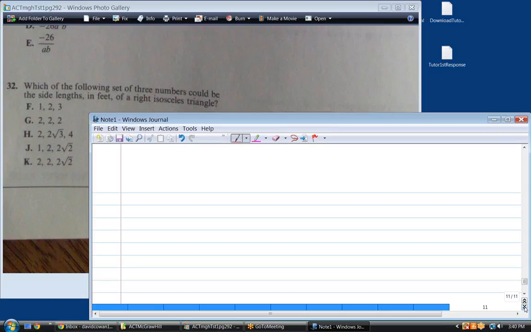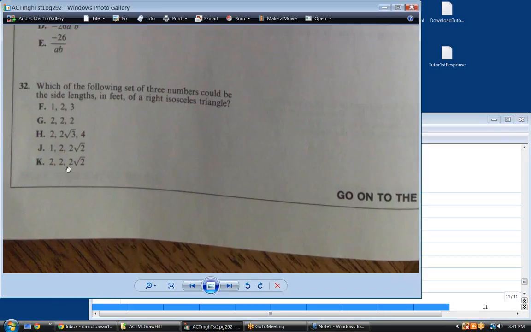Okay, which of the following set of 3 numbers could be a right isosceles triangle? Now, let's draw a right isosceles triangle. It's a triangle that has a right angle there, and that side is equal to that side. Could F be it? No. Could G be it? No. Could H? No. Could J? No. We have the answer. Okay. K is correct. Notice that that was only a 20-second problem, as long as we did it that way.